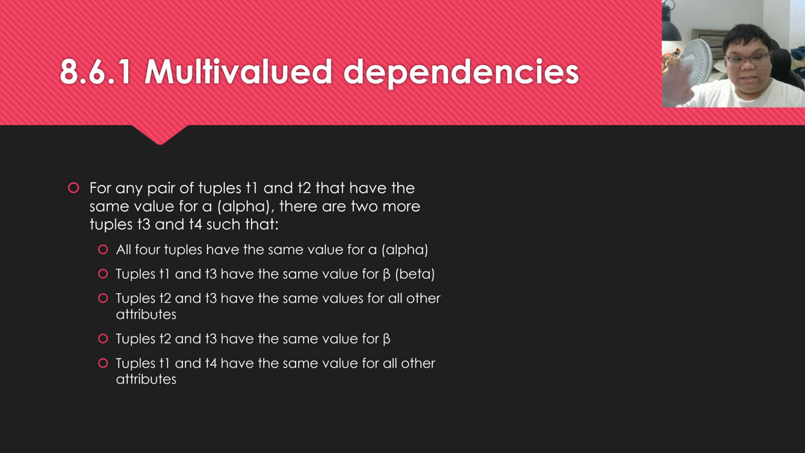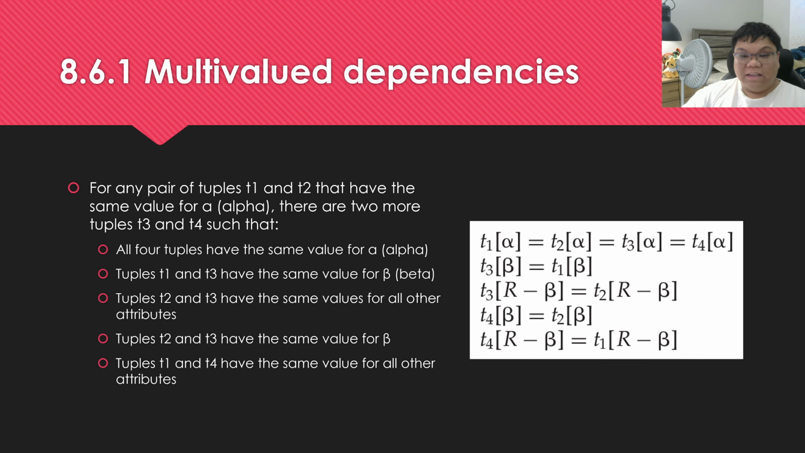I'll just describe it as this instead, and just put up these things on the side. So for any pair of tuples T1 and T2 that have the same value for alpha, there are two more tuples called T3 and T4, such that all four tuples have the same value for alpha. T1 and T3 have the same value for beta. T2 and T3 have the same values for all other attributes. I'm going to describe R minus beta as all other attributes. That's not as precise, but it's probably a little bit easier to understand. T2 and T4 have the same value for beta, and T1 and T4 have the same value for all other attributes.